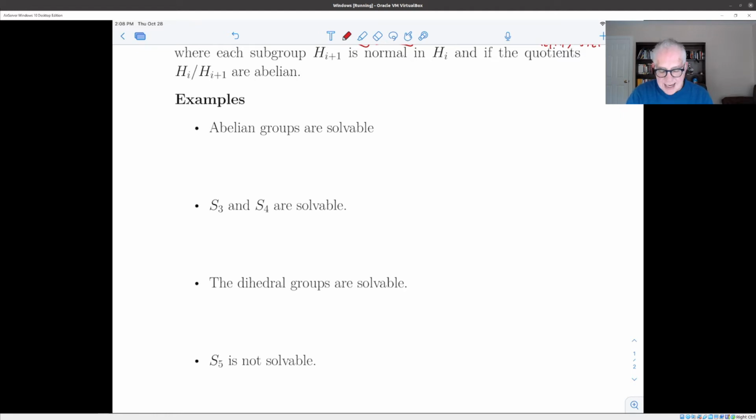Anyway, what are the examples? Certainly abelian groups are solvable, because if G is abelian, then you can just take the sequence G and 0, and the quotient, G mod the trivial group, is G, and G is abelian. S3 and S4 are solvable. S3 is a dihedral group, so I'll talk about it in a minute. But S4 is an interesting case.